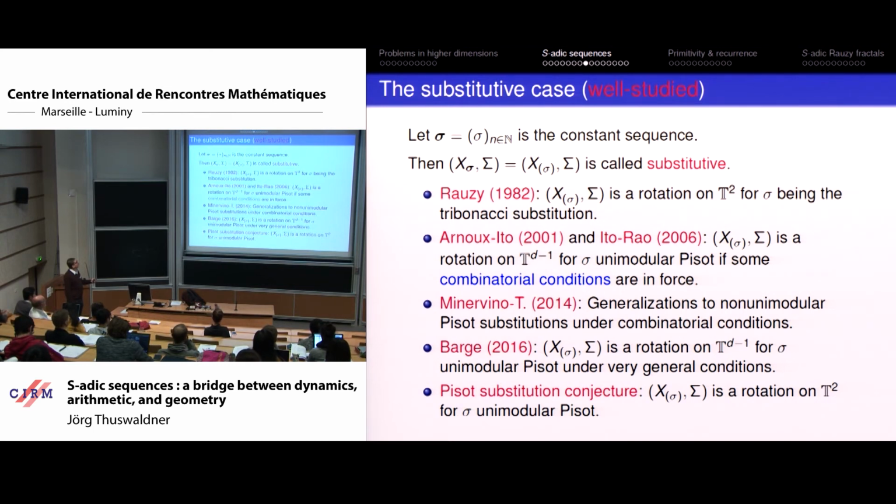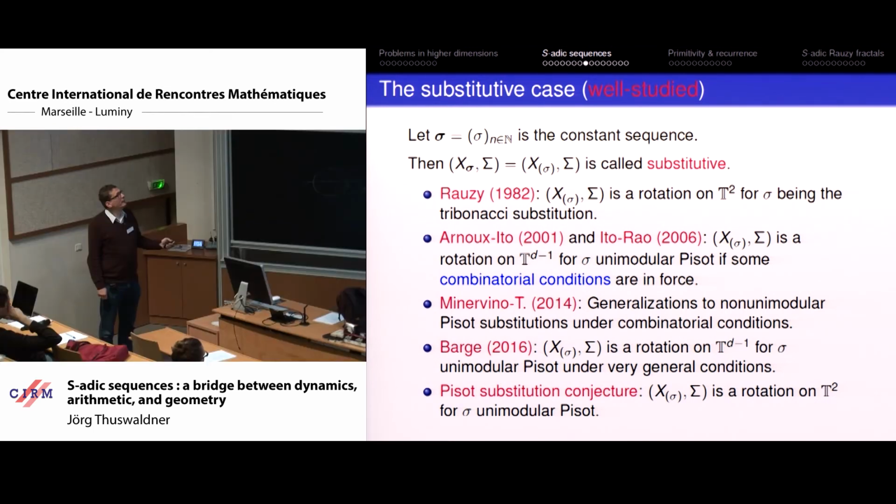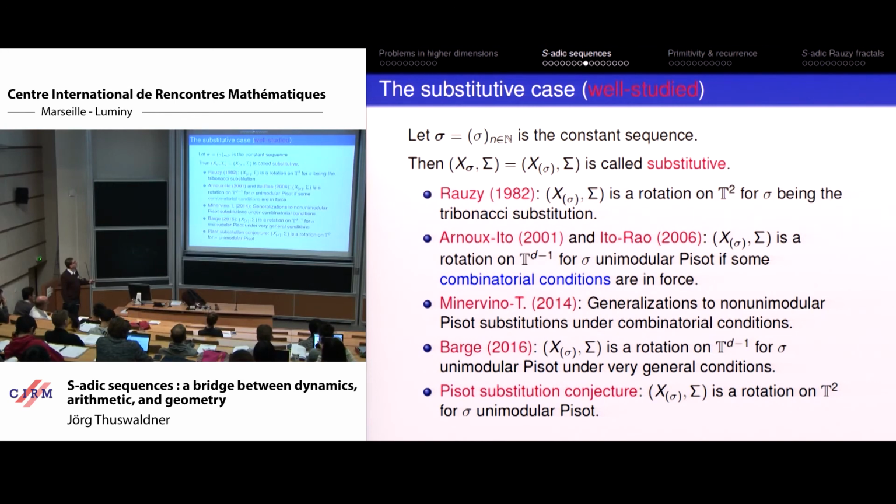So we confine ourselves to substitutions where the directive sequence is just a constant sequence. So we just use one single substitution, like in the Fibonacci case, or like in the case studied by Rauzy in 1992. One single substitution, we iterate it, we get a fixed point, or at least a periodic point, and we cook up our dynamical system, which under reasonable conditions only depends on the sequence and not on the word. So these systems are called substitutive.